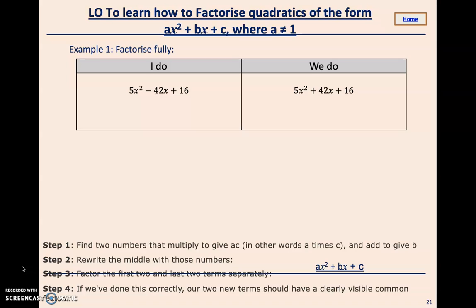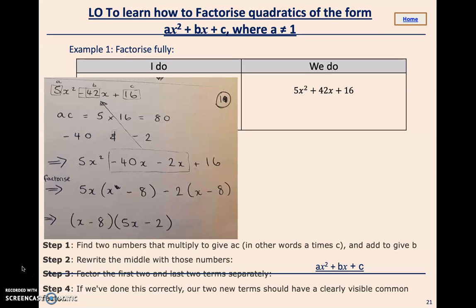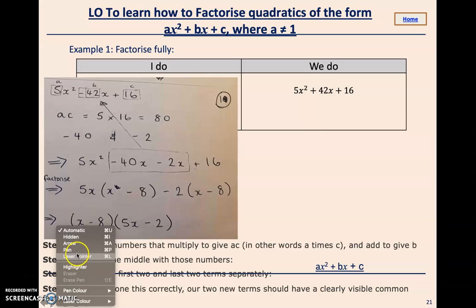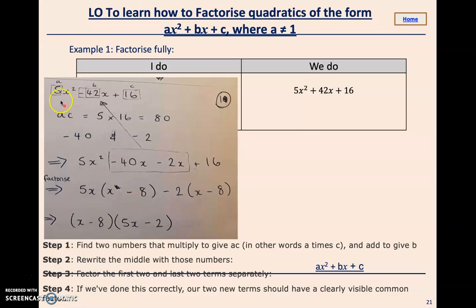So our step 1: find two numbers that multiply to give AC and add to give B. So let's have a look at the worked solutions that we have. Our A is the 5, because we've got ax squared, so A is 5, B is negative 42, and our C is the 16. So A multiplied by C is 5 times 16, so we've got 80. And our B value is negative 42.